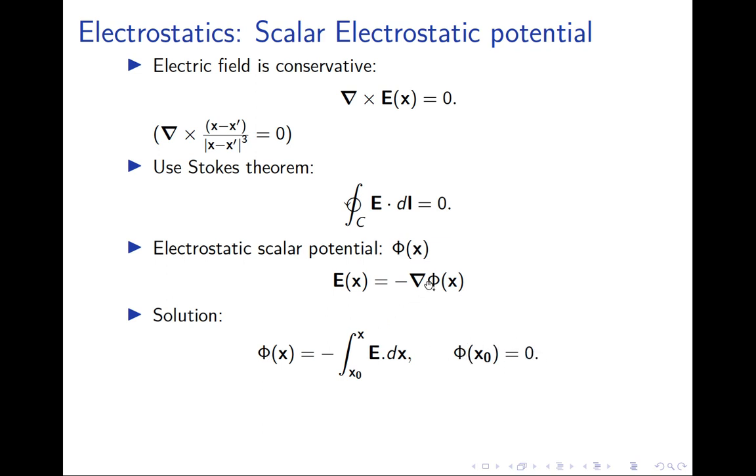Remember, this is a differential equation, so I can add any constant to this, and that equation will be equally valid. So phi is ambiguous up to addition of a constant. Let me fix that ambiguity by defining that at some point x naught, phi is 0. Okay. So integrating this, we get an expression for the potential.